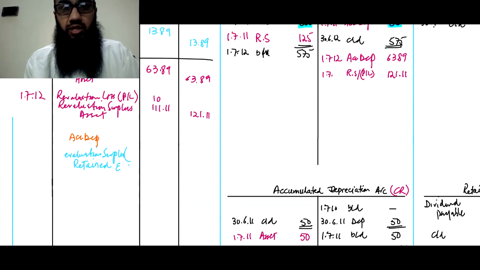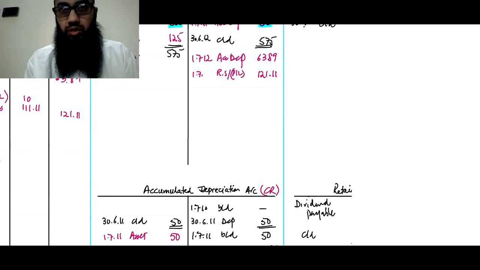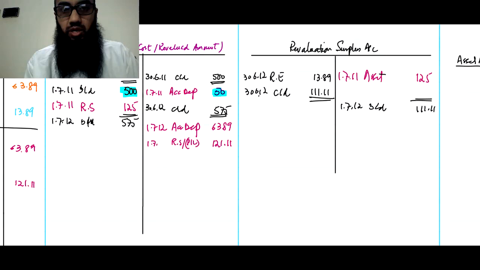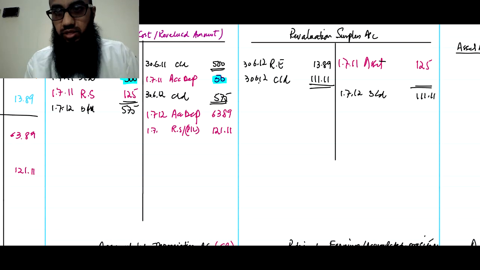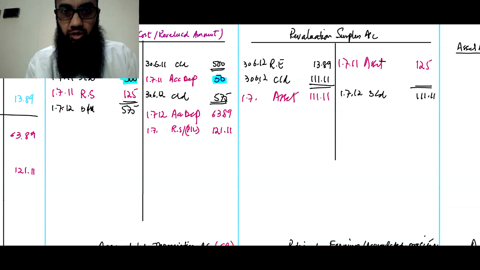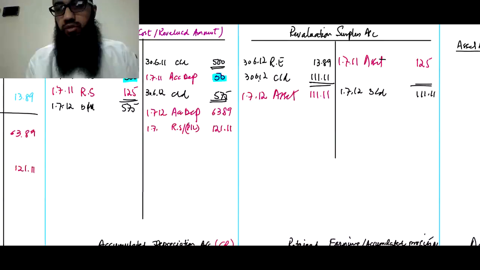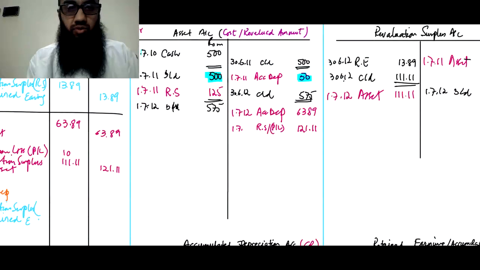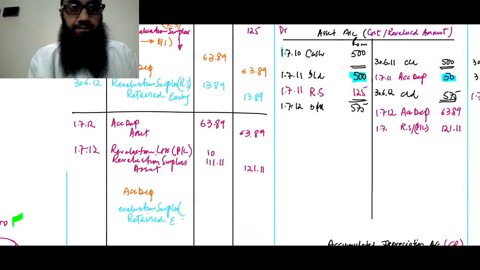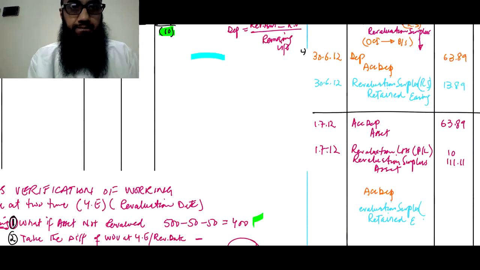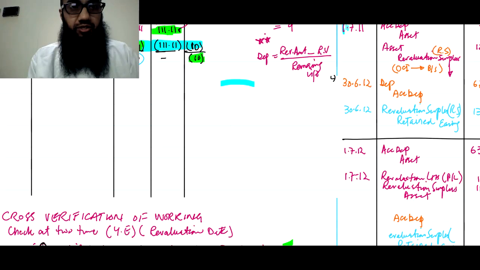So our next target is revaluation surplus. The balance that was lying in revaluation surplus, all of it is finished, 111.11 against the asset on 1st July 12. What about retained earnings? No. Profit and loss? No. Now this entry is done. Now, the next entry.